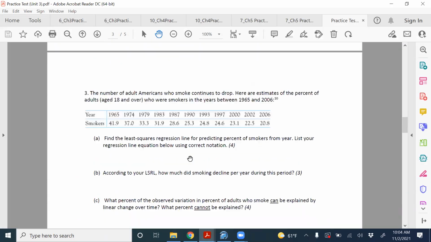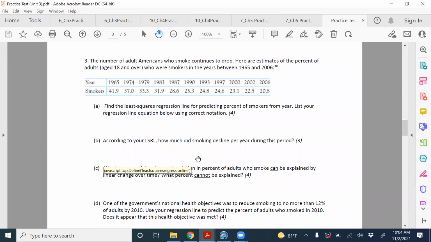Okay, so let's look at number 3. The number of adult Americans who smoke continues to drop. Here are the estimates of the percent of adults aged 18 and over who were smokers in the years between 1965 and 2006. Find the least squares regression line for predicting percent of smokers from year. Let's do the regression line using the correct notation.